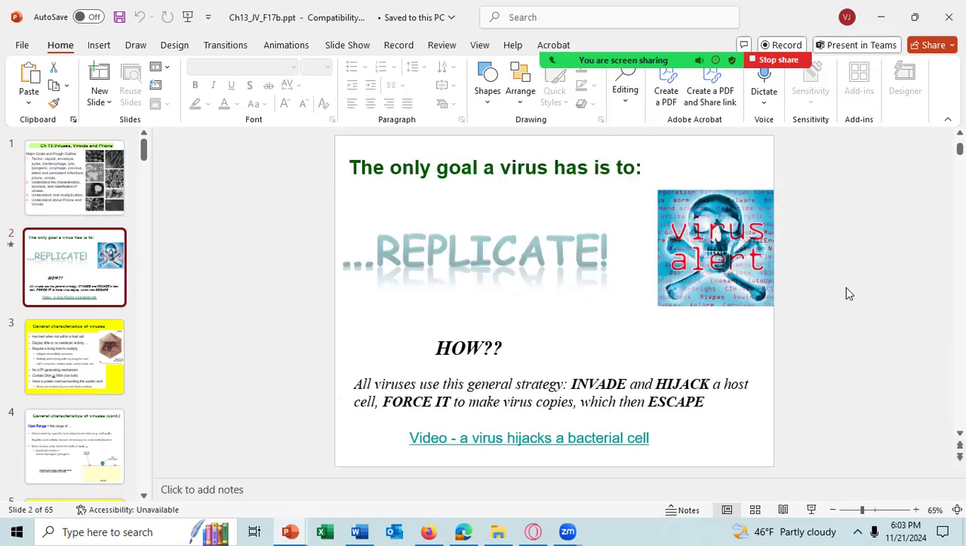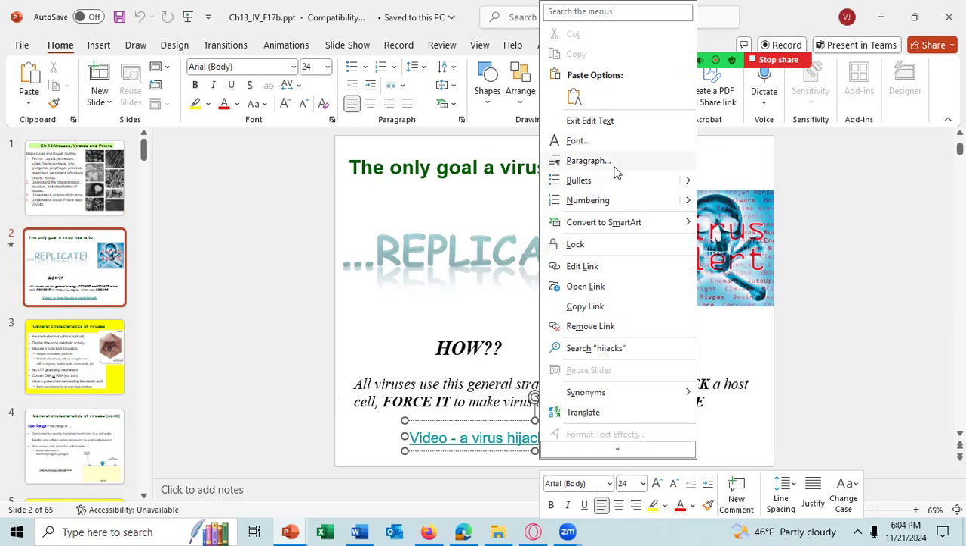The only goal a virus has is to replicate. How viruses replicate is they have this general strategy. They invade a host cell, hijack it, and then force that host cell to make more viral copies. The viral copies then escape. Let's watch a little movie on that.